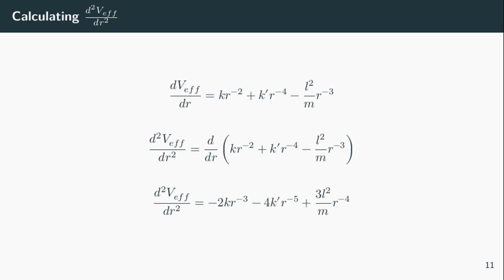Now let's take the derivative of this expression with respect to r. d squared Veff over dr squared is the derivative with respect to r of k r to the power of minus 2 plus k prime r to the power of minus 4 minus L squared over m r to the power of minus 3. Applying the power rule again, we get d squared Veff over dr squared equals minus 2k r to the power of minus 3 minus 4k prime r to the power of minus 5 plus 3L squared over m times r to the power of minus 4.